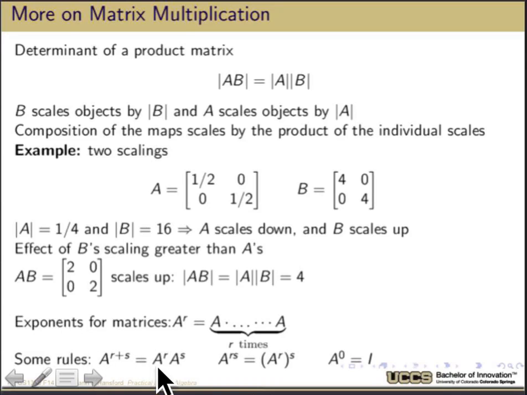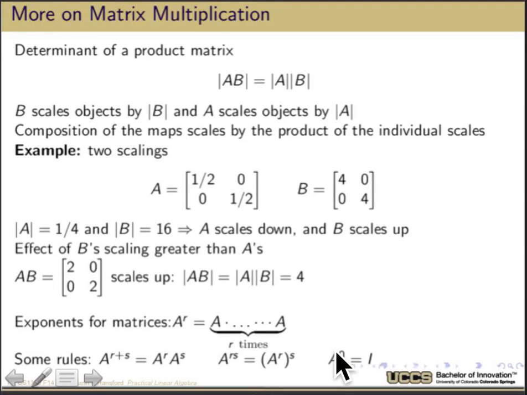Here are some other special properties, which again are easy to show. If I raise the matrix A to the power R plus S, that's the same as taking A to the power R times A to the power S. I can also associate those differently: A to the power R times S is the same as A to the power R, the whole thing raised to the power S. And we make a very special convention that any matrix raised to the power 0 is equal to the identity matrix. This is similar to algebra, where any number x raised to the power 0 gives us a constant. So this gives us some extra properties for matrices.